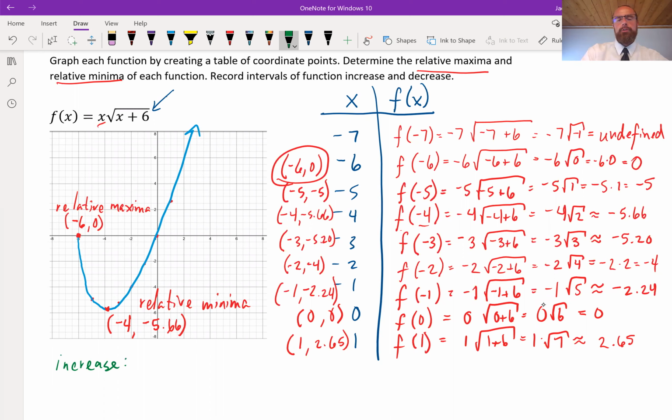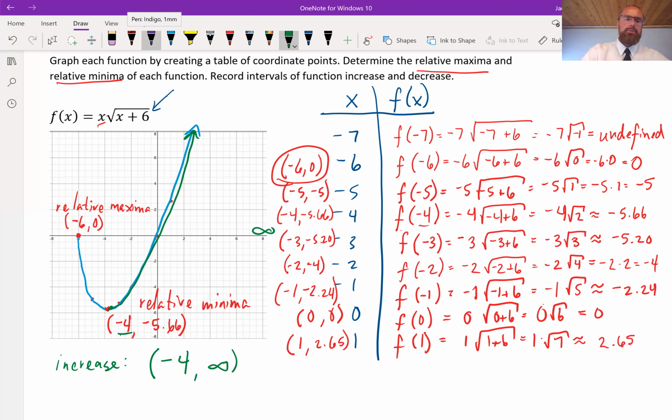So this first part of the graph from negative 6 on is not increasing. That is for sure decreasing. So I'm going to start here at the bottom of the fishhook and go up and to the right to positive infinity. So that interval is from negative 4, the x value of the minima, to positive infinity.